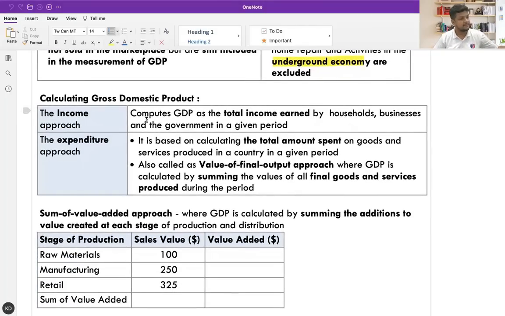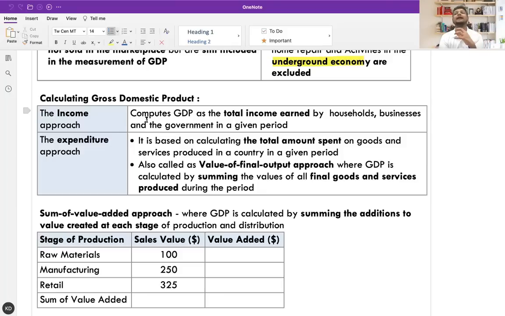Any resold products? A resold? No. See, the thing is that first we are going to compute anything which is produced. That word is important, produced. So we are not calculating something that is being bought and sold again and again.